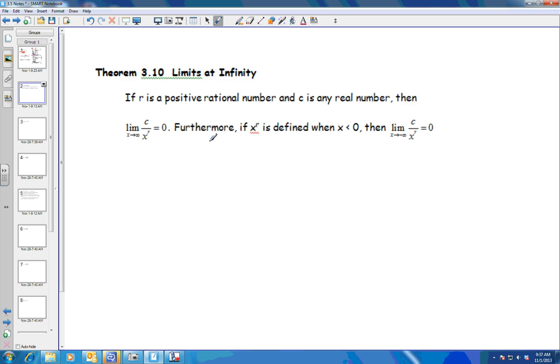So what are they talking about here? C is any constant, so I'm going to say that constant is 5.